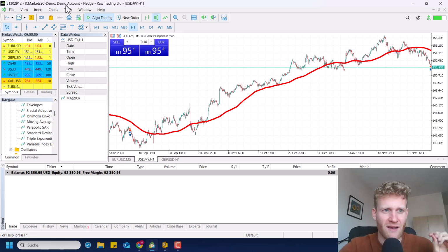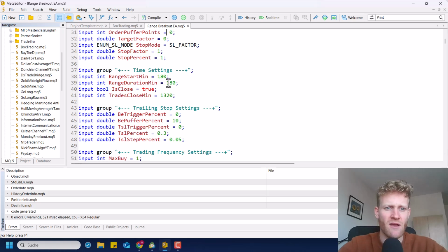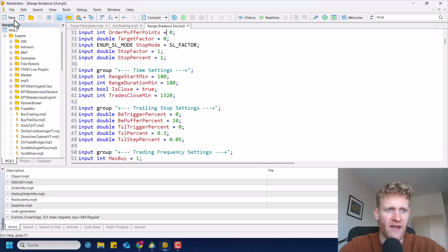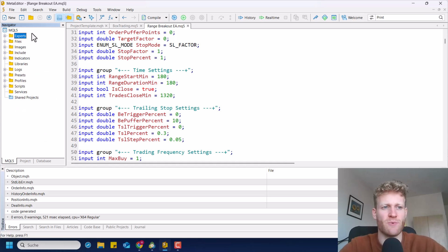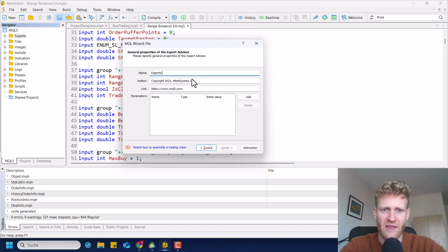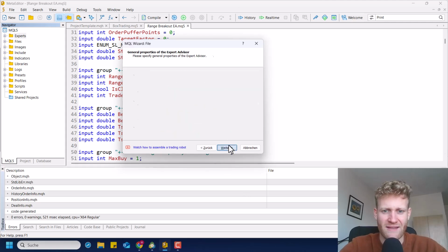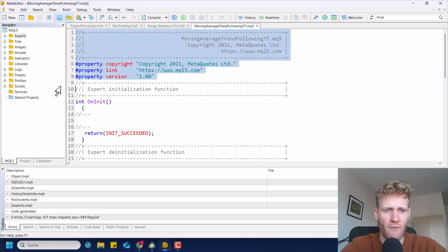But in this tutorial, let's write this specific program. So first of all, I want to open the IDE, the integrated development environment for developing programs. And then here we can create a new expert advisor by clicking on expert or just clicking on new in the upper left corner. And then we create a new program, which we can call moving average trend following. Then we click next, and finish, and this creates a new program for us.